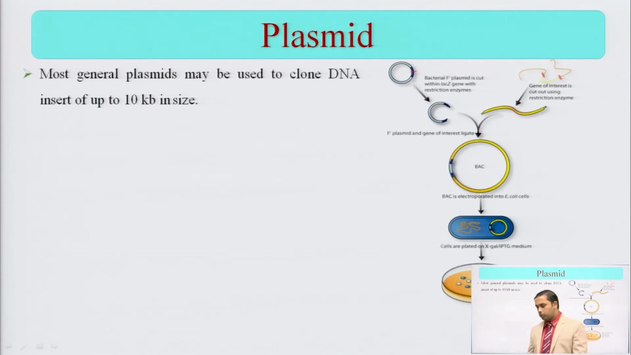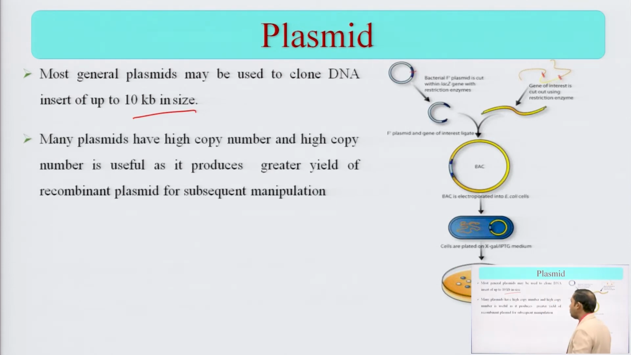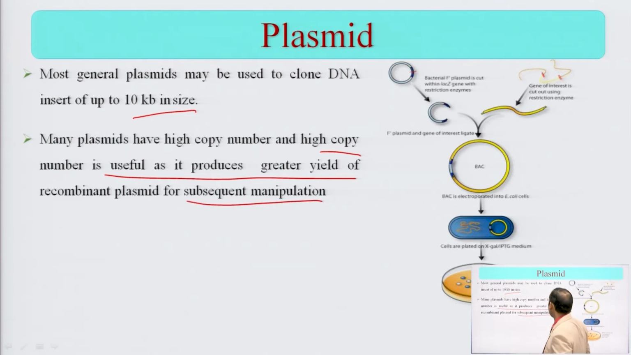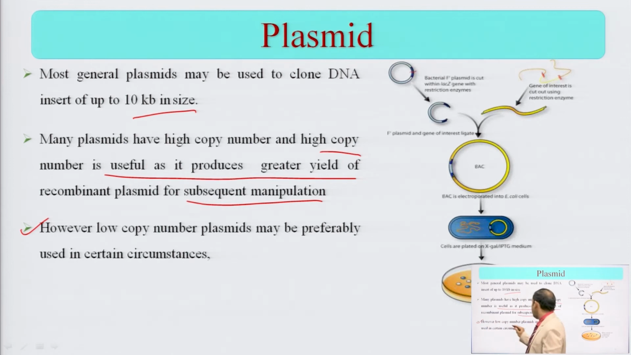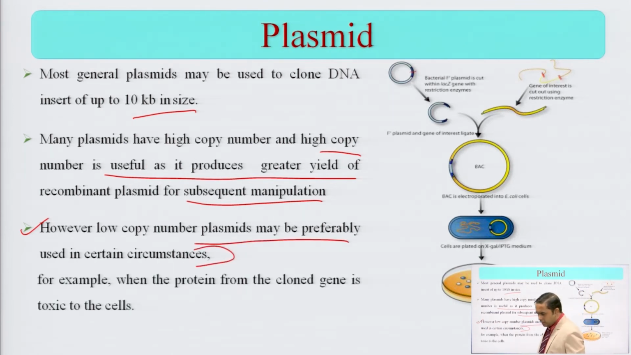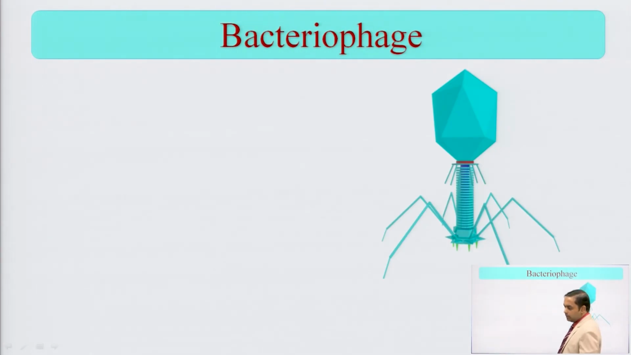If I tell you more, most plasmids are used to clone DNA up to 10 kilobytes in size. Many plasmids have a high copy number, and a high copy number is useful as it produces a greater yield of recombinant plasmid and sequence manipulation. However, low copy number plasmids may also be preferably used in certain circumstances, for example, when the protein from the cloned gene is actually toxic to the cell. In that scenario we may use the low copy number plasmid. Okay. So, this is something about the plasmid.